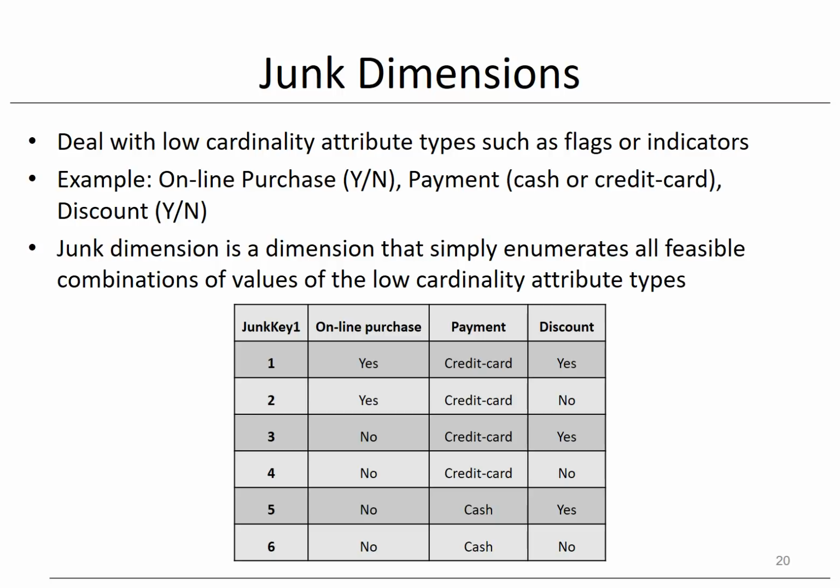Note that although 2 to the power 3 or 8 combinations are theoretically possible, we left out the 2 impossible ones with online purchase equals yes and payment equals cash, leaving us with 6 feasible combinations. We also introduced a new surrogate key, junk key 1, to link this junk dimension table to the fact table.